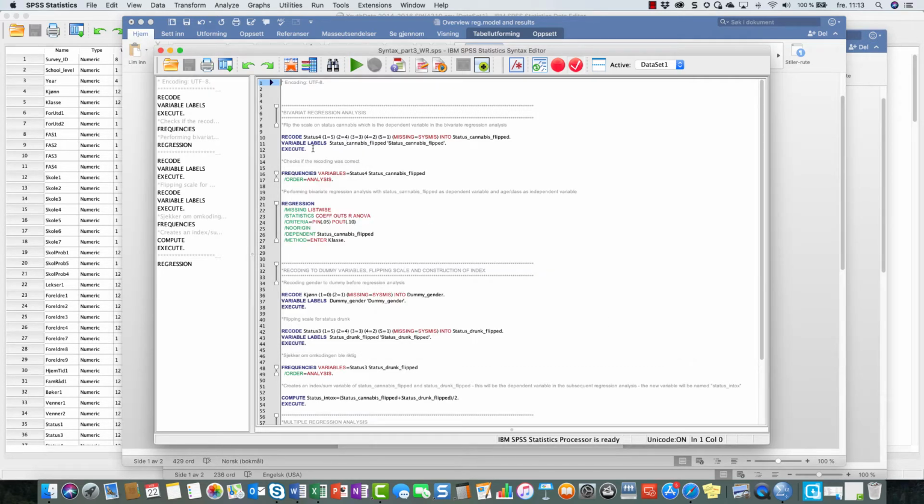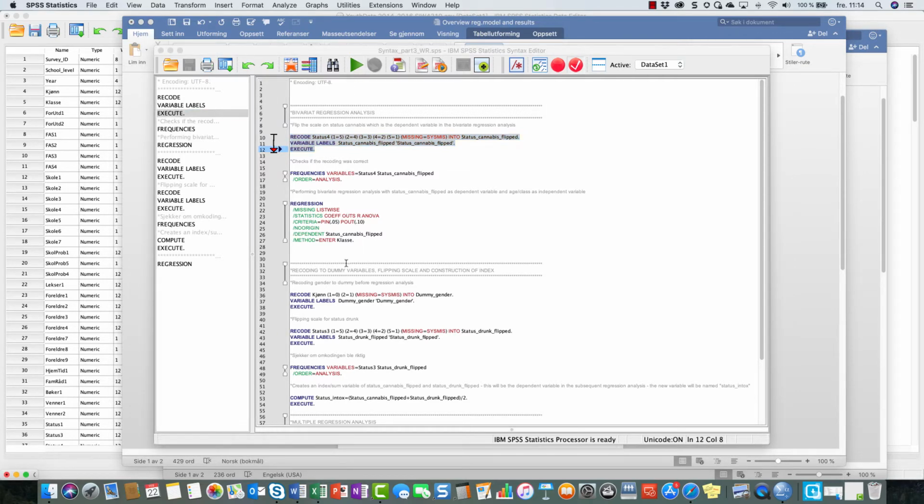video, so I'm not going to show it here, but you can also just copy paste this recode command where I say status 4, put 1 to 5, 2 to 4, 3 to 3, 4 to 2, and 5 to 1. So I flip the scale and I call it status cannabis flipped. I change the names and the labels, so you have to do that.